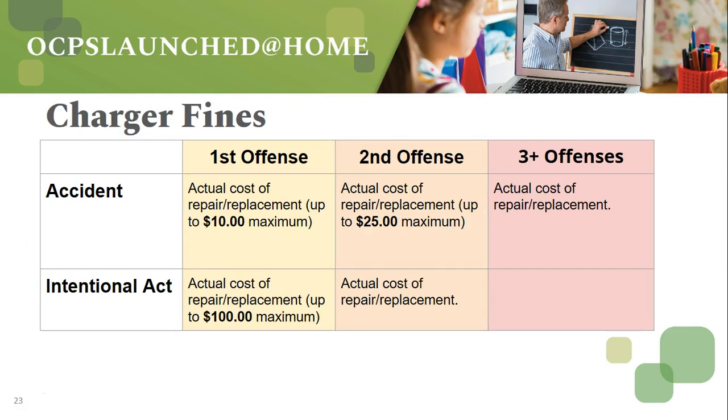For chargers, the fine schedule is as follows. For accidental damage, the first offense is the actual cost of repair or replacement up to a $10 maximum. For the second offense, the actual cost of repair or replacement up to a $25 maximum. And for 3+ offenses, it will be the actual cost of repair or replacement of the charger. For intentional acts, the first offense will be the actual cost of repair or replacement up to $100 maximum, and the second offense will be the actual cost of repair or replacement of the charger.